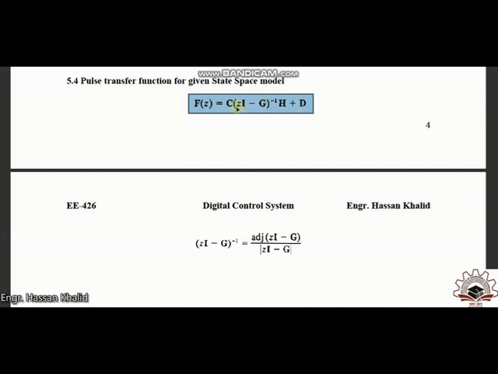Obtaining this (zI minus G) inverse is the same as the mathematical procedure you have done in your maths: it equals the adjoint of (zI minus G) divided by the determinant of (zI minus G). So that's how you transform the state space model into the pulse transfer function.